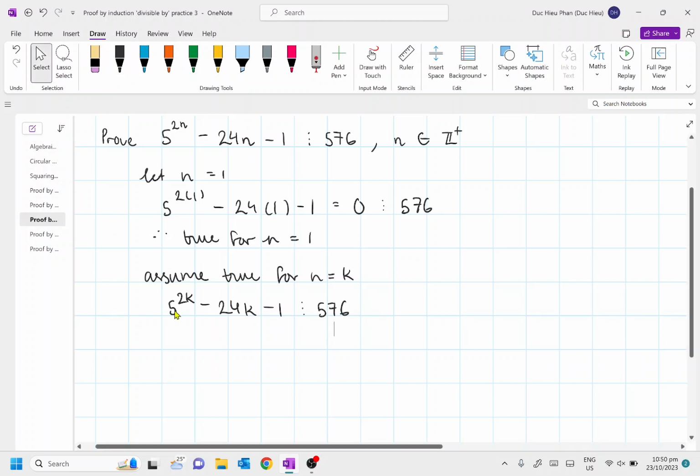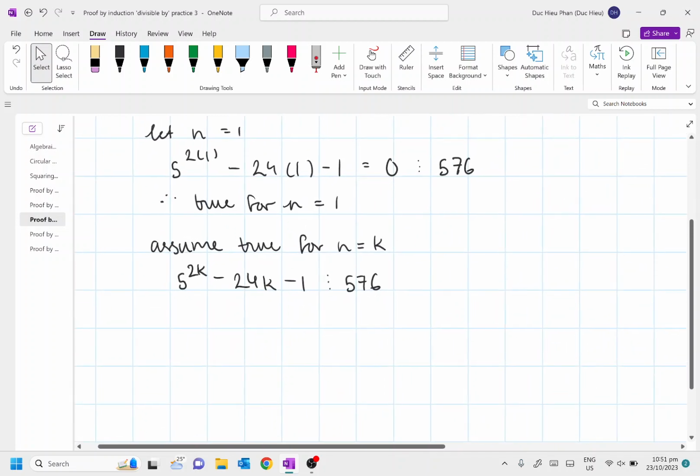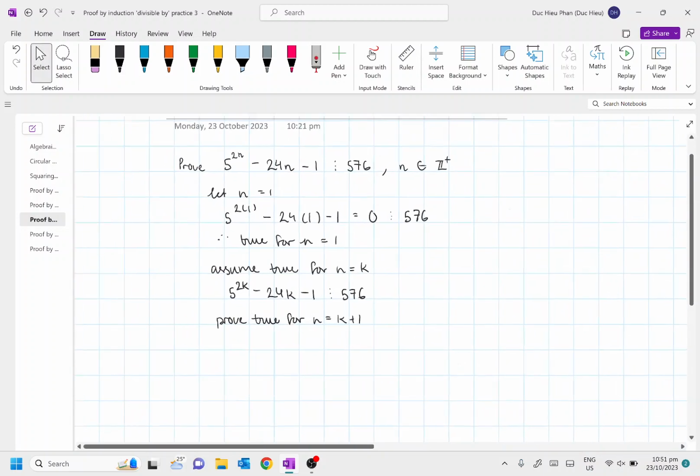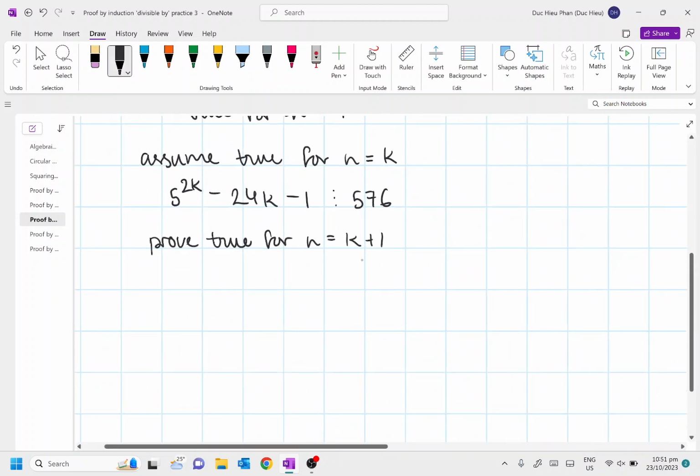So we assume that 5 to the power of 2k minus 24 times k minus 1 is divisible by 576. So now we prove true for n equals k plus 1. How do we do this? Well, again, let's start off by just writing everything down.